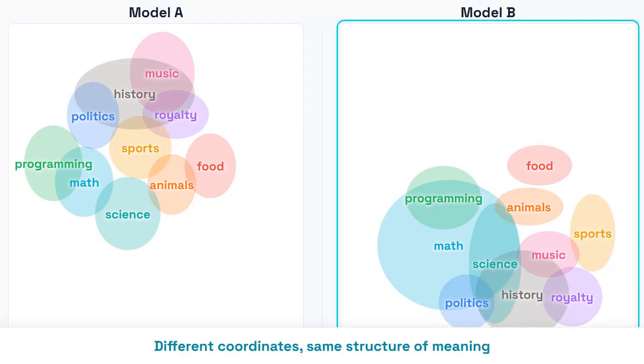The absolute positions don't matter. What matters is the relationships. Both models independently learn the same structure of meaning. That's what makes embedding so powerful.